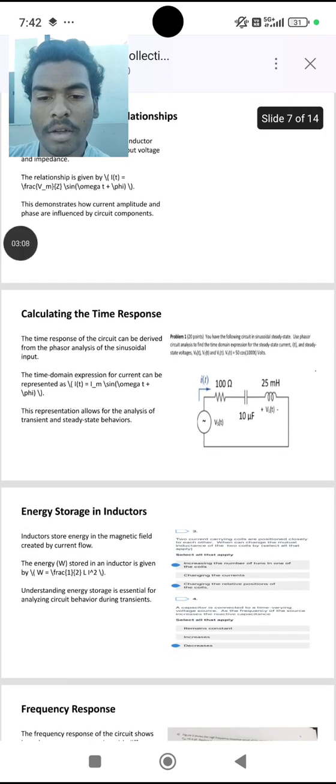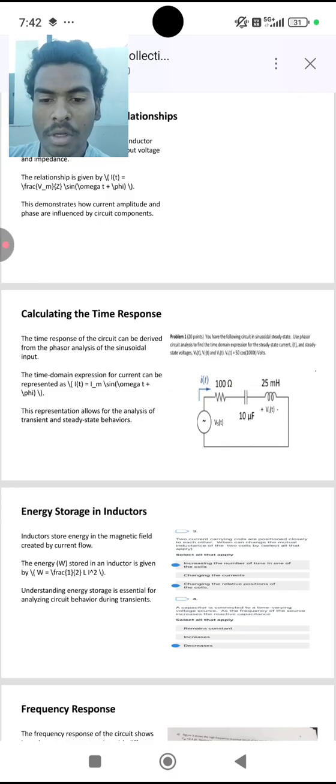So here, calculating the time response. The time response of the circuit can be derived from the phasor analysis of the sinusoidal input. The time domain expression for the current can be represented as i(t) = Im sin(ωt + φ). This representation allows for the analysis of transient and steady state behaviors. As we know, the circuit has two behaviors, the steady state and the transient state.